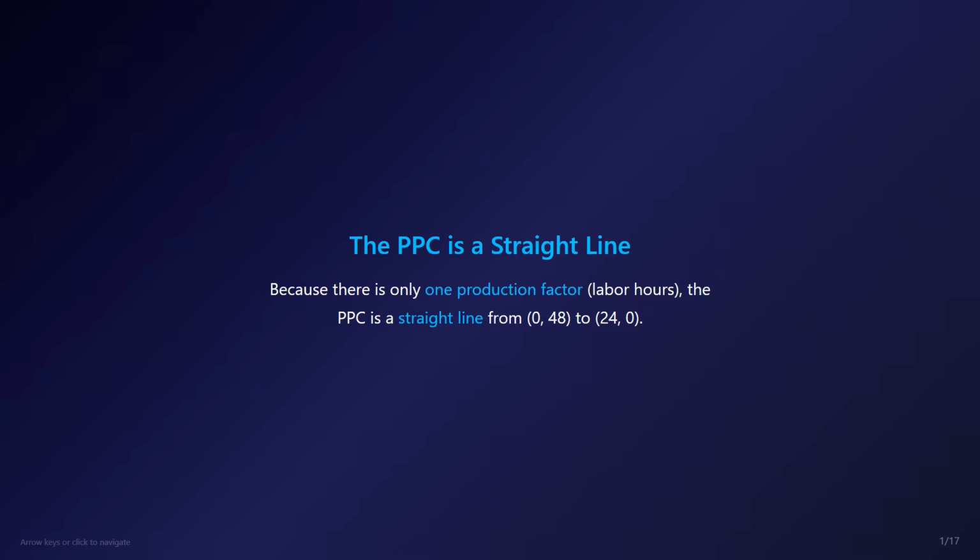The principle is simple: the more I produce of one product, the more I have to give up of the other product. If I want more fish, I have to give up coconuts, and vice versa. This is exactly what the production possibility curve describes, the trade-off, the substitution between products.